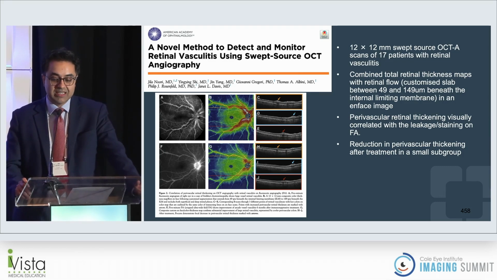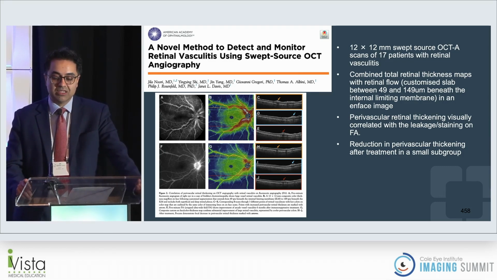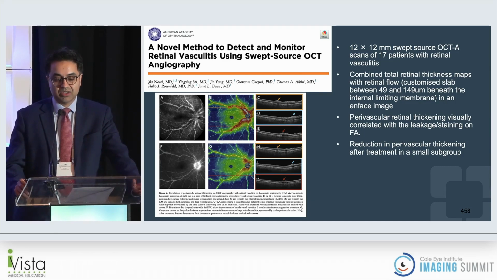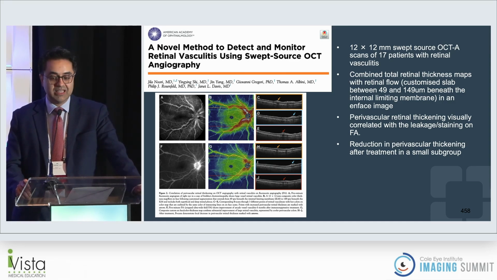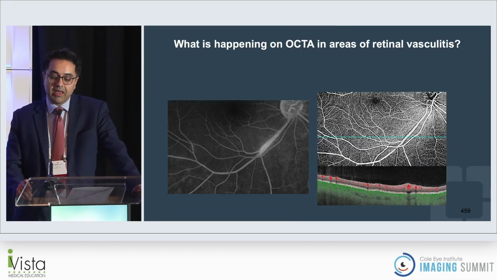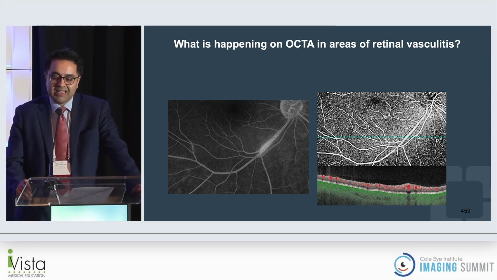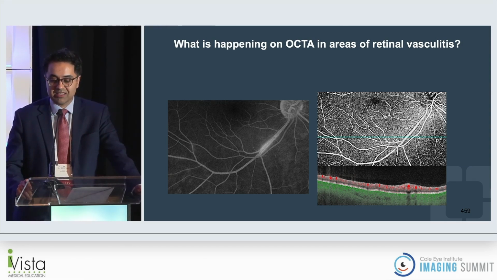Here's another study that did the same thing, and they looked at what happens pre and post treatment, and you see in the top in image B that thickness map, then when you go and treat the patient down in image G, it gets better, and that corresponds to improvement in the fluorescein leakage. But what's really happening in those areas? Can we really dive in and look at the OCT and the OCTA in those areas to understand what's happening?